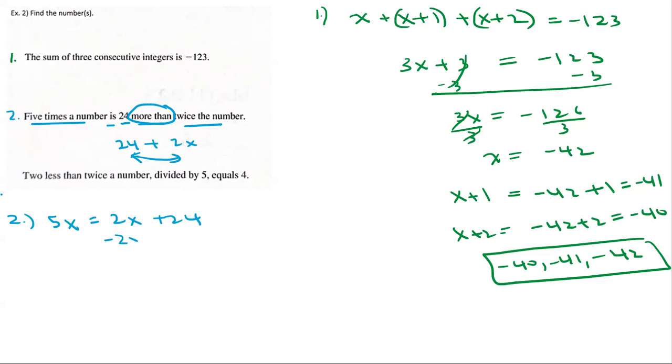And then we just solve for x. So that cancels there. We get 3x equals 24. Then divide both sides by 3, so x gives us 8.